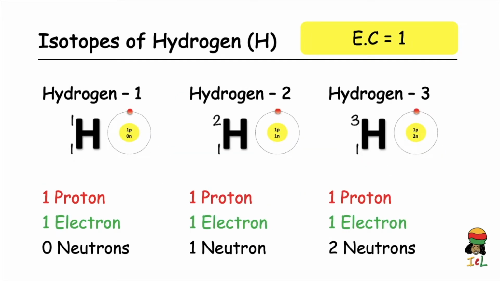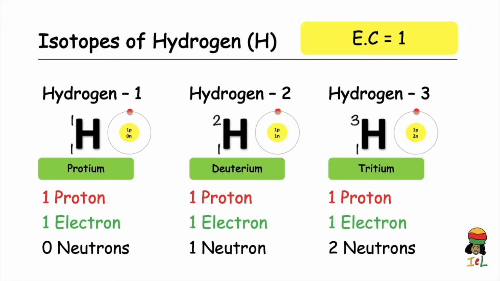And the third example is the isotopes of hydrogen. Hydrogen is the only element whose isotopes have unique names. Hydrogen 1 is called protium, hydrogen 2 deuterium, hydrogen 3 tritium. Hydrogen 1 makes up the vast majority of the naturally occurring element. Notice the 3 isotopes have different mass numbers but the same atomic number.